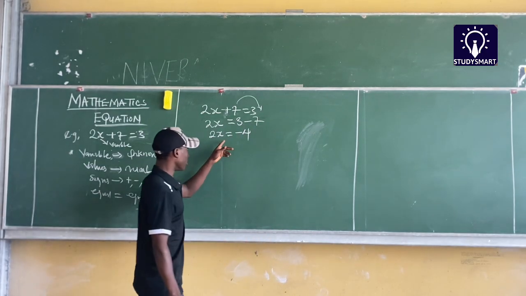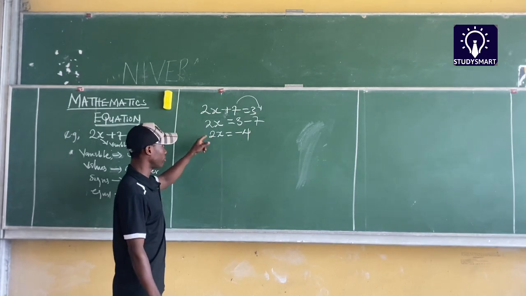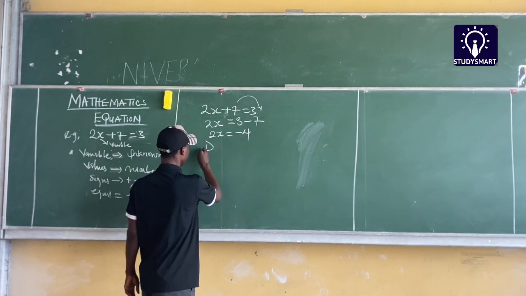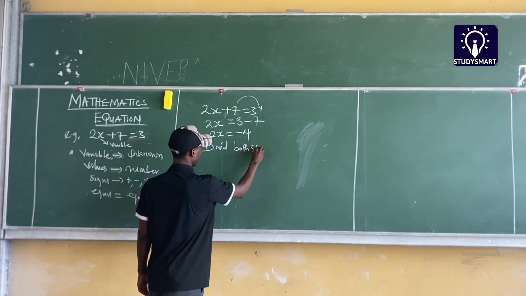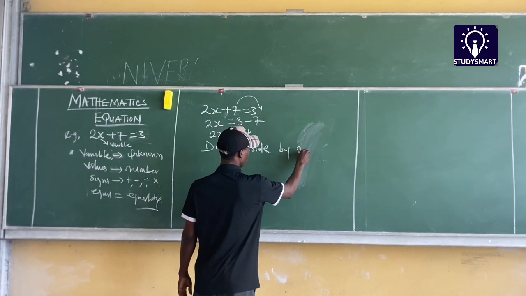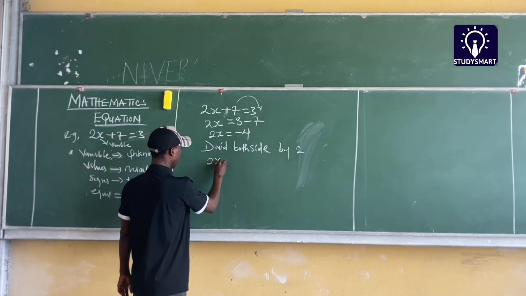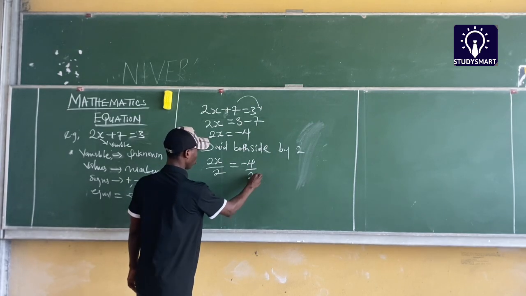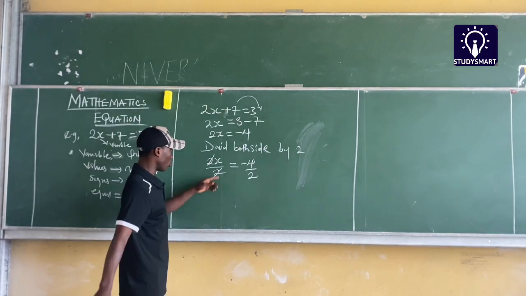Okay, so from this point here, what we are going to do to keep x on its own, make it stand on its own, we are going to divide both sides by the coefficient of x, which is 2. So if we do that, we are going to be having 2x over 2 equal to minus 4 over 2. All right, so by the time we do this, this 2 here will cancel out 2. We are left with x.